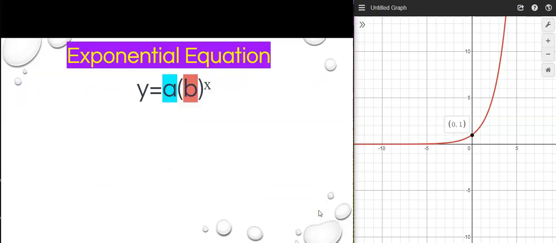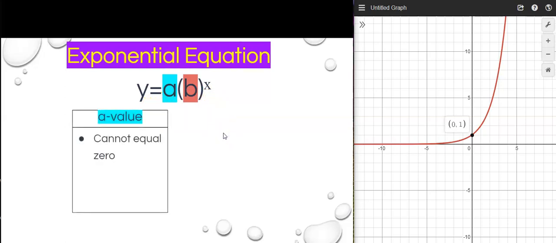All right, so today, of course, we're going to be looking at exponential equations. And so the basic form of the exponential equation is written in the form y equals a times b to the x. Now, the a value means that there is a number that we're going to put in that place. But that a value cannot be equal to 0.